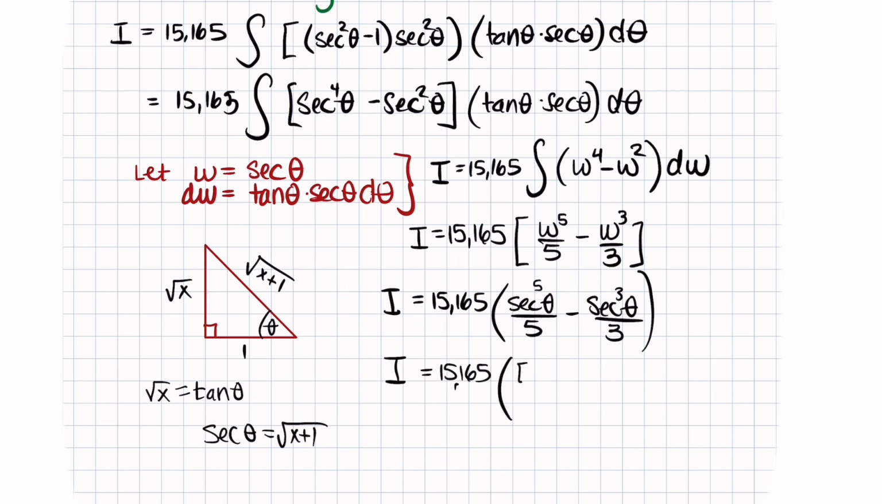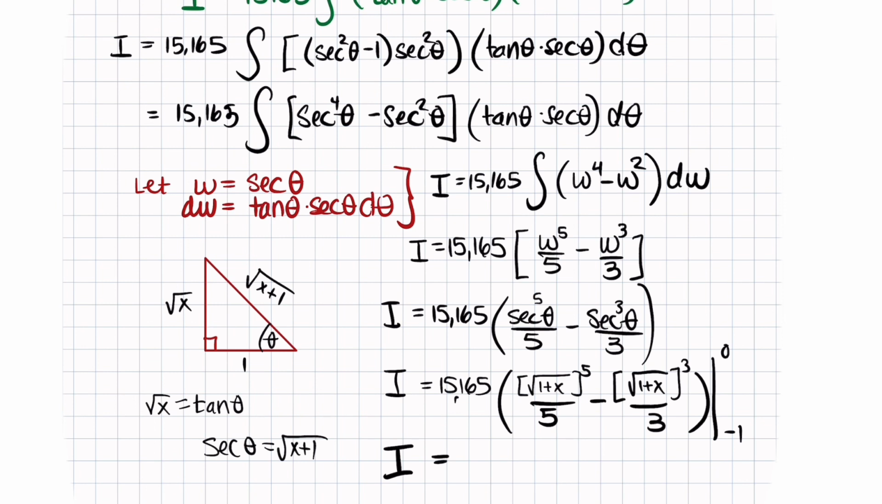And so now we can write this as 15,165 times the square root of 1 plus x to the 5th over 5 minus the square root of 1 plus x cubed over 3, evaluated from negative 1 to 0. And when we do all that evaluation, we get negative 2022.